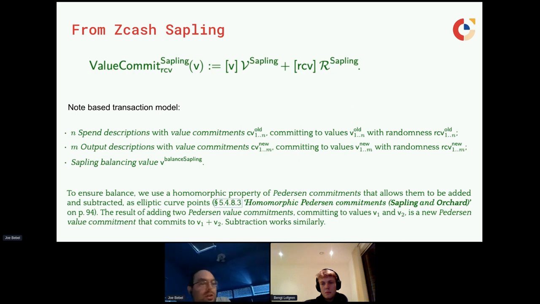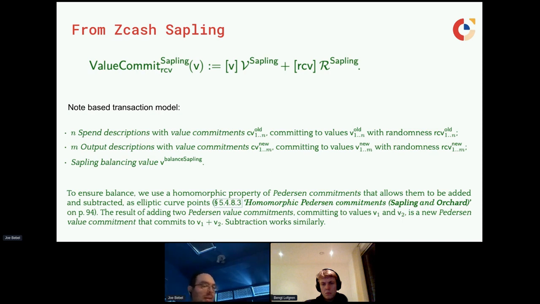And so this means that you don't actually need to know what value is locked inside of the box. You can do this add or subtract of two value commitments, and you get a value commitment that commits to the sum or difference. And so this is great. This means that we can in Sapling consider each note individually and not have to consider the entire transaction.